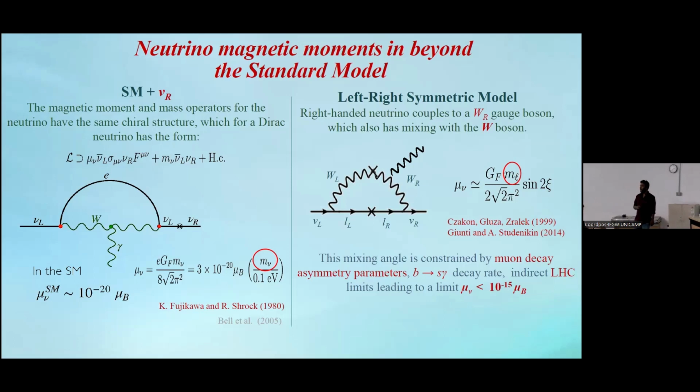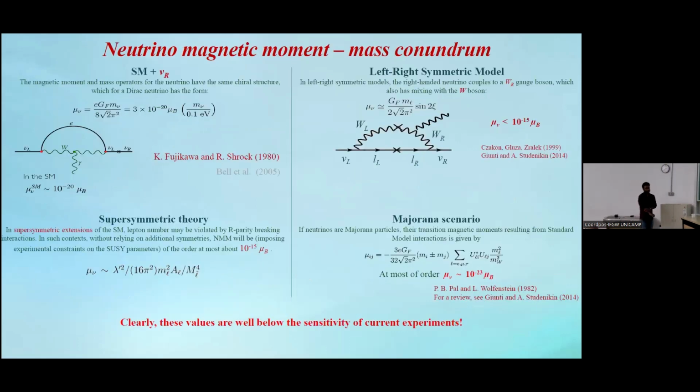That's from the simple argument you can see, and this was also worked out by several people. But this is also tightly constrained because of this W_L, W_R mixing. If they mix quite a lot, that needs to satisfy mu to e gamma and beyond bounds and so on. In the current status, it cannot be better than about 10^-15 Bohr magneton, even in some optimistic scenario.